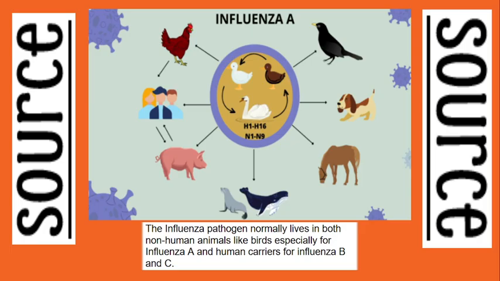Influenza A virus mainly lives in wild aquatic birds, which are the natural reservoirs. They can also infect pigs, horses, dogs, and other animals. This is where new strains often originate. Seasonal influenza spreads from human to human. People who are infected carry and spread the virus through respiratory droplets.